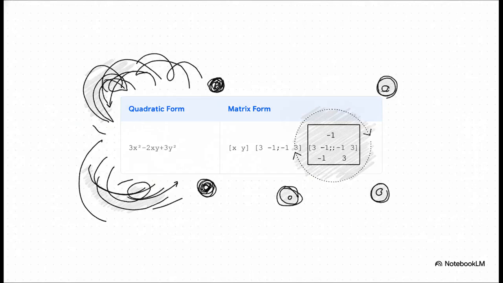Okay, step 1 is to rewrite our equation using a matrix. And look at what happens. That pesky xy term becomes the numbers that are off the main diagonal in this matrix. Those little minus ones, that's the mathematical source of the rotation that was giving us such a headache.